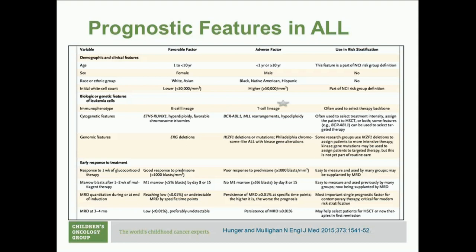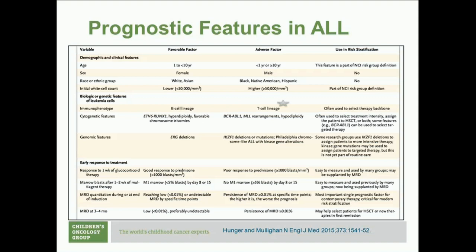Then we have done a lot of study of the biology, so looking at genetic features or biological features of the leukemic cells. And for this, we collaborate with scientists all over the world, for the last 50 years, 40 years. So if you have B-cell lineage ALL, that's favorable. If you have T-cell lineage ALL, that's unfavorable. And cytogenetic features that everybody is asked to look at, so favorable are ETV6-RUNX1 mutations, hyperdiploidy, and favorable chromosome trisomies, 4, 10, and 17.